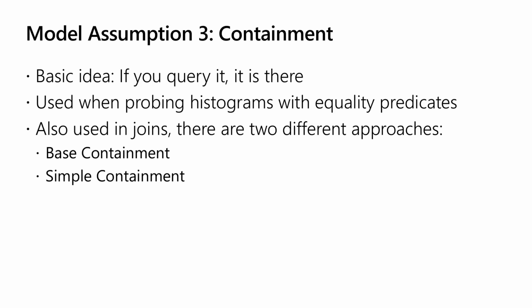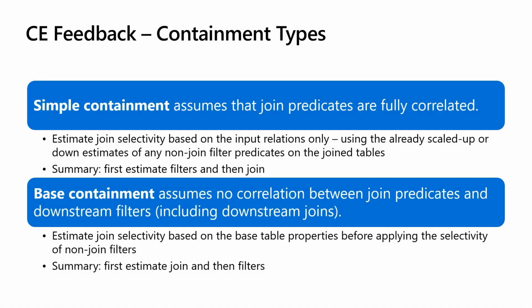But we can also use containment in joins. That has to do with the assumption we make about how the data lines up and matches from the two incoming relations into the join. And there are two approaches. Simple containment, basically, the idea is that it assumes the join predicates are fully correlated. So after you've done your filtering, then we assume the filtering selects the values that are going to join and that they do join.